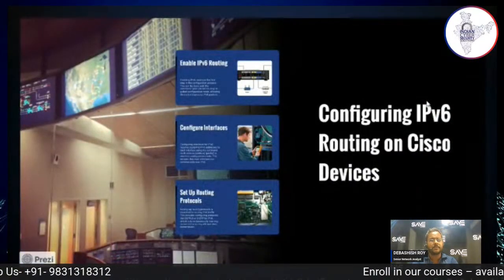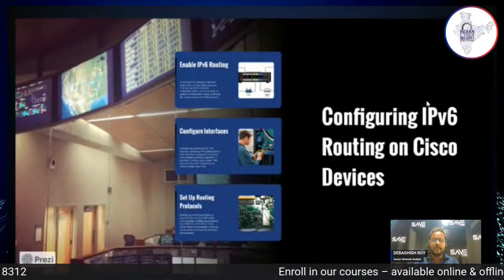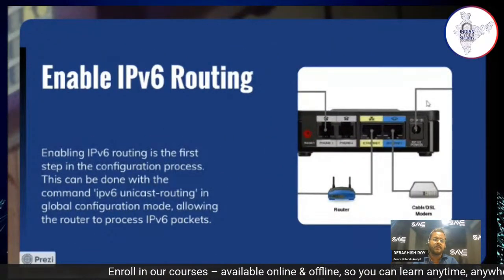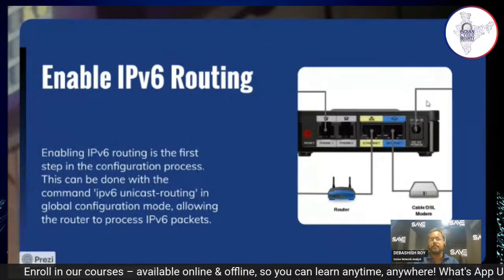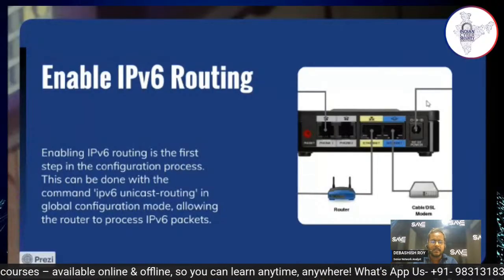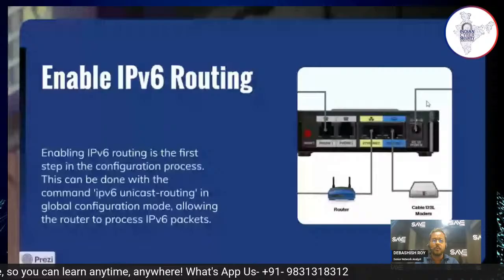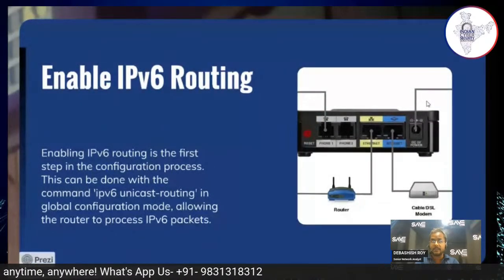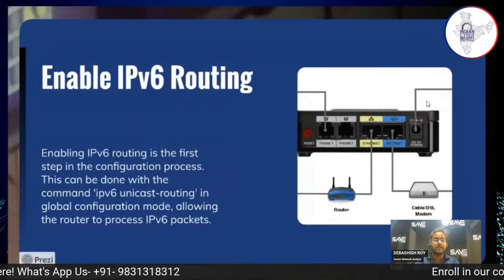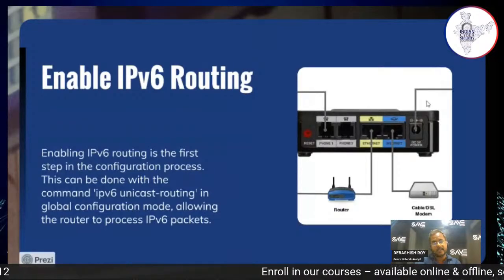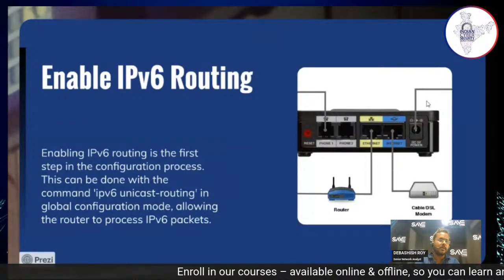Let's come to the configuration of IPv6 routing on Cisco devices. First, you have to enable IPv6 routing. Enabling IPv6 routing is the first step in the configuration process, and it can be done with the command ipv6 unicast-routing. This is a single command you have to enter. Although the IOS has the features in it, IPv6 routing is disabled by default. You have to enable it. If this command is not accepted on any router, then you cannot do IPv6 on that.